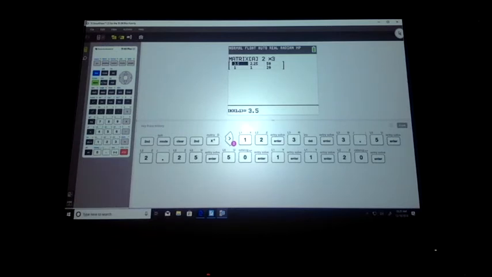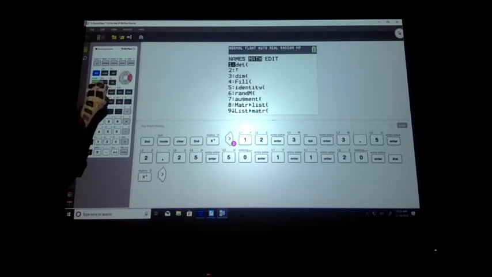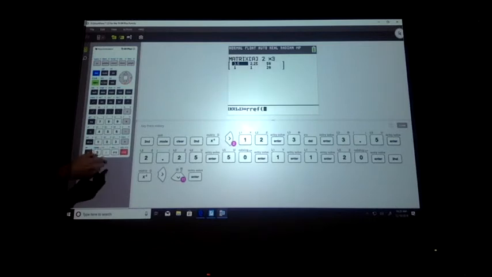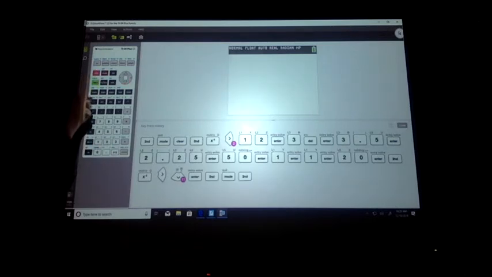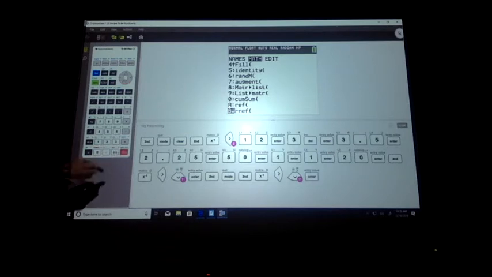Okay, this is the 2x3 matrix. We can't find the inverse of it because it's not square. But what I can do is go second matrix, math, and find RREF, which is row reduced echelon form. RREF stands for row reduced echelon form. It's a real simple way of saying solve the matrix.